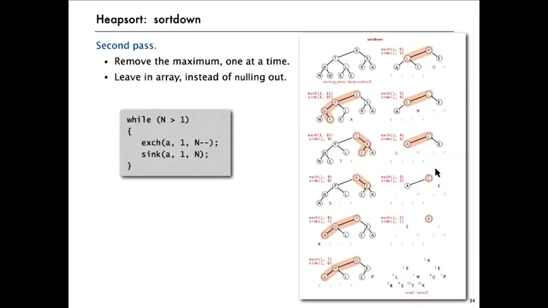On an ever smaller heap, we continue just performing sink operations at the root until we get a completely sorted array.